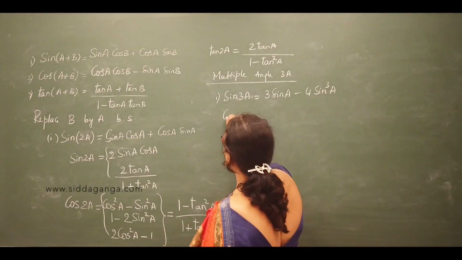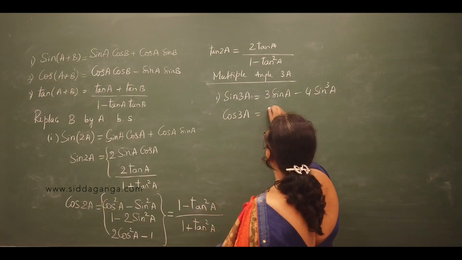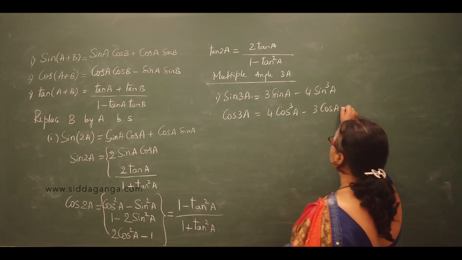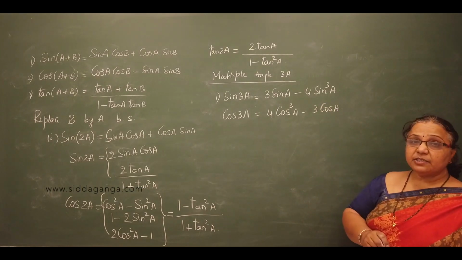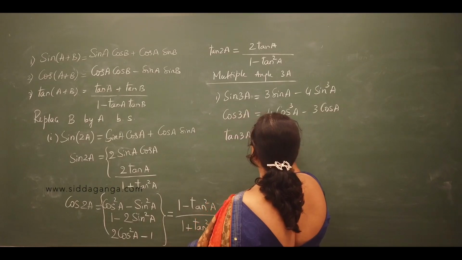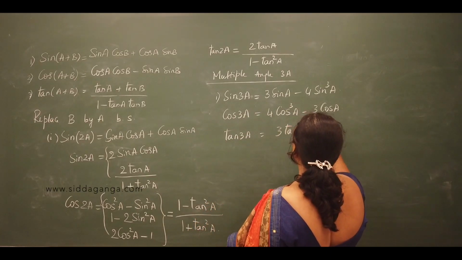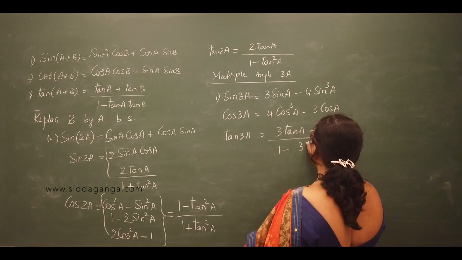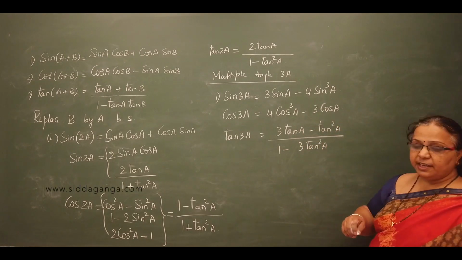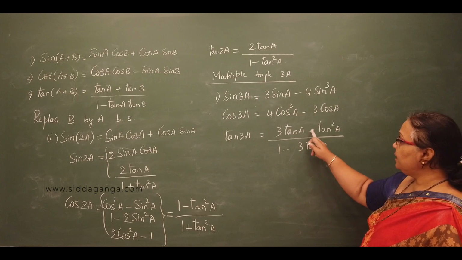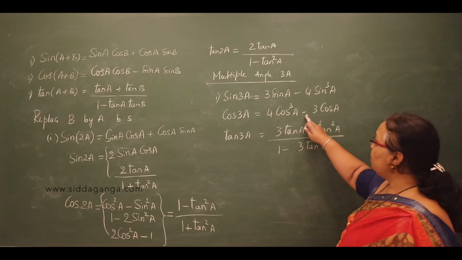Next, cos 3A is equal to 4 cos cube A minus 3 cos A. Tan 3A is equal to 3 times tan A minus tan cube A divided by 1 minus 3 times tan square A. So we have a negative sign here, and here also we are having the negative sign.